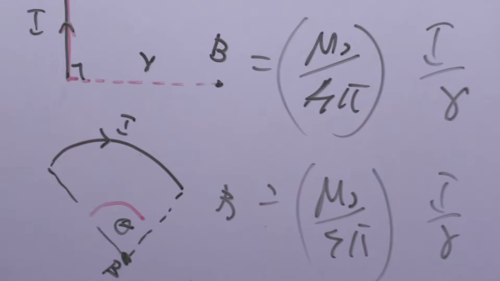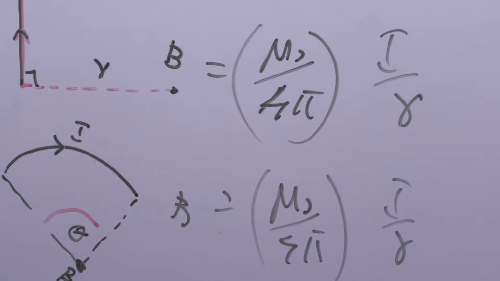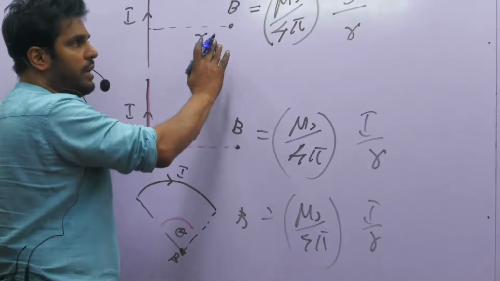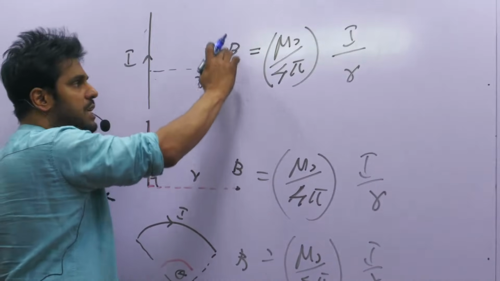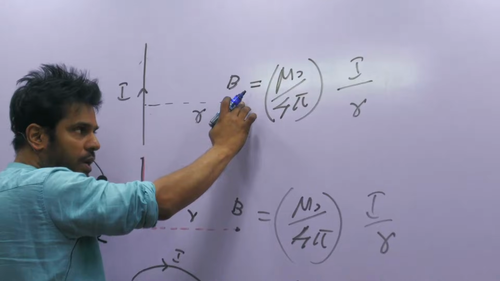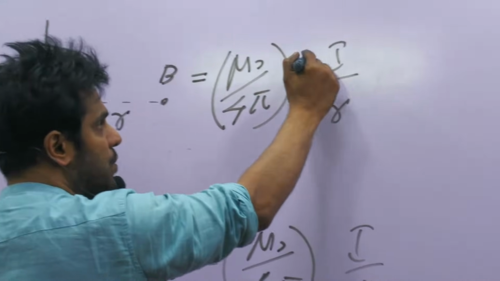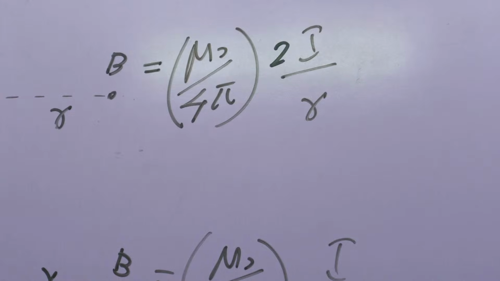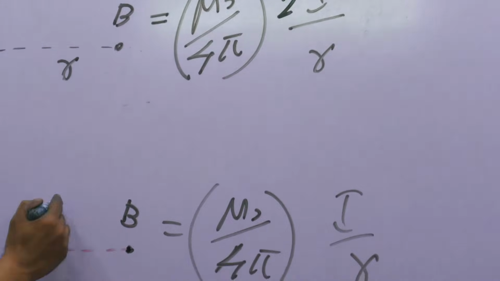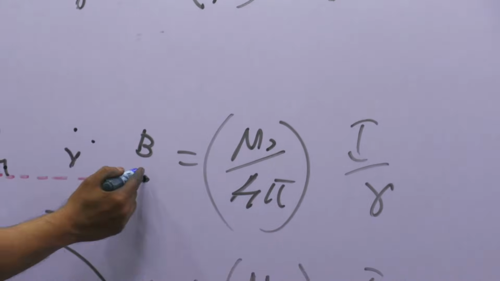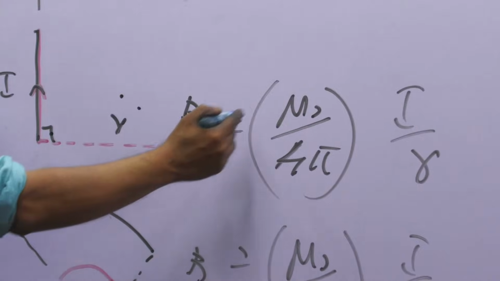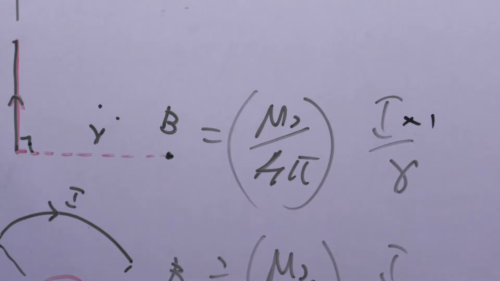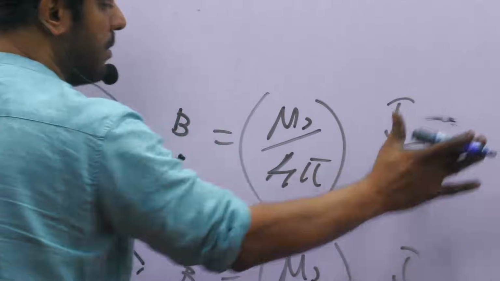Now there is a very small thing to understand here. When the current exists both sides from the necessary point, multiply this equation by 2. When the current exists one side from the necessary point, you have to multiply by 1. Actually, no need to write that 1, no? So we do not write 1 here.